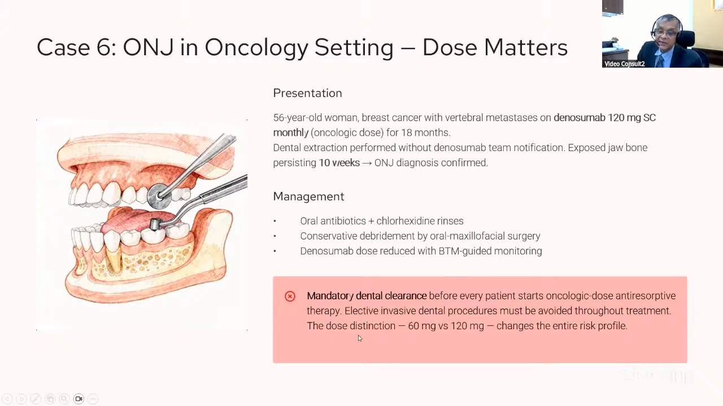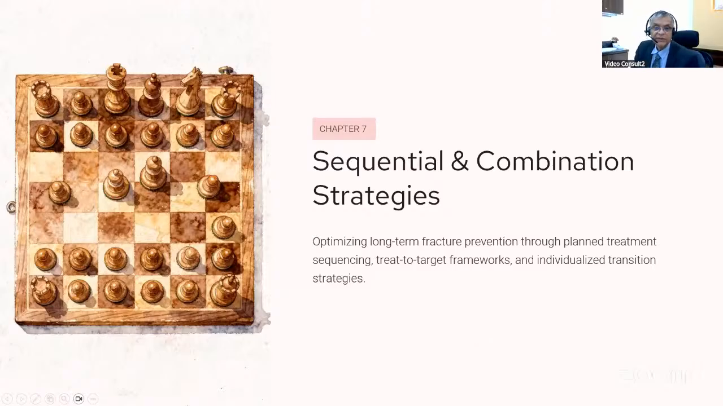Mandatory dental clearance has to be done before starting antiresorptive therapy. Elective dental procedures must be avoided throughout the treatment. Dose distinction, 60 versus 120 milligrams, changes the risk profile. Sequential and combination therapy: as I told you, long-term preservation requires transition plans.